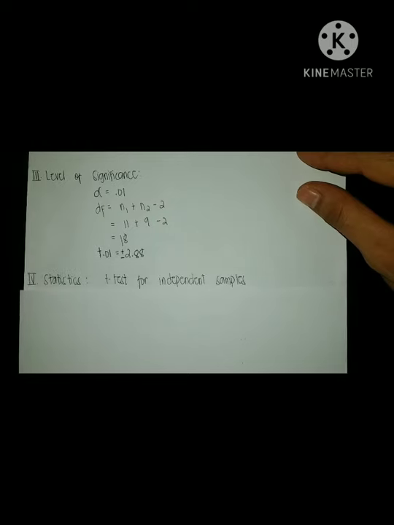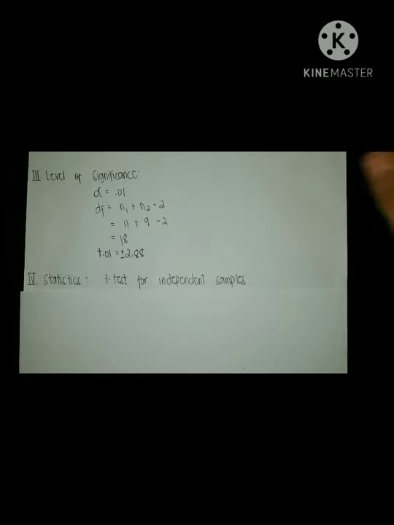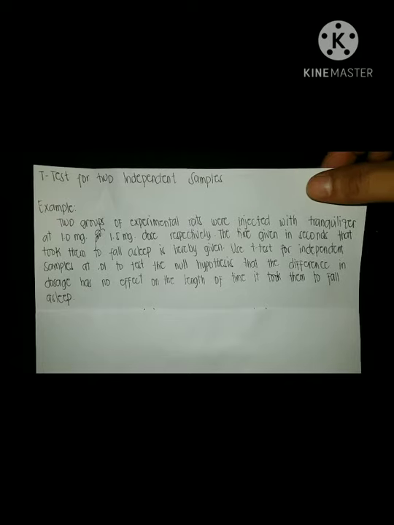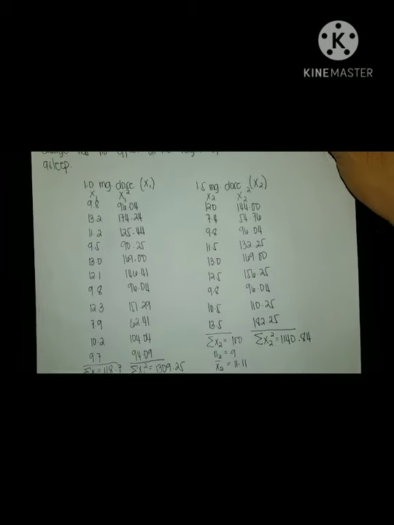And next will be the statistics. Under here, we are now going to solve for the given problem. We'll be using the t-test for independent samples. And we are now ready to solve for the t-test for two independent samples. So let us go back to the data a while back.